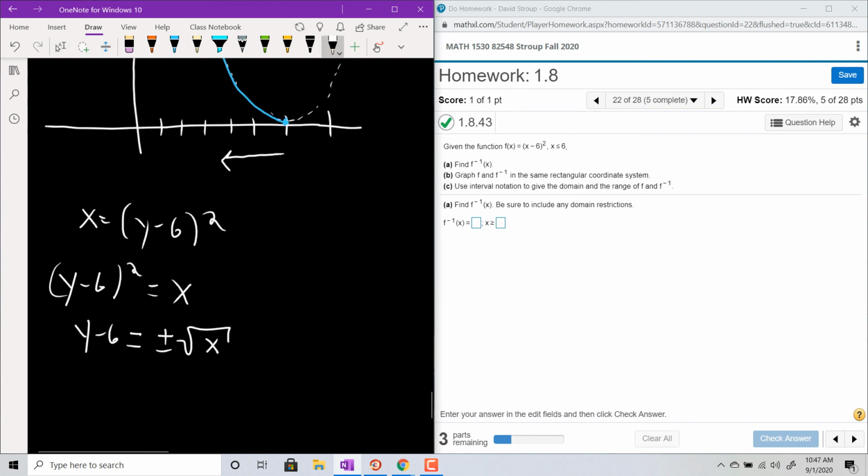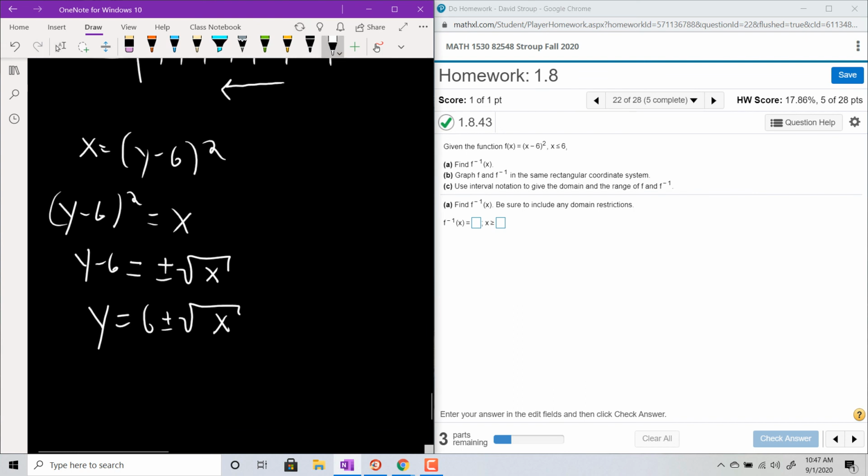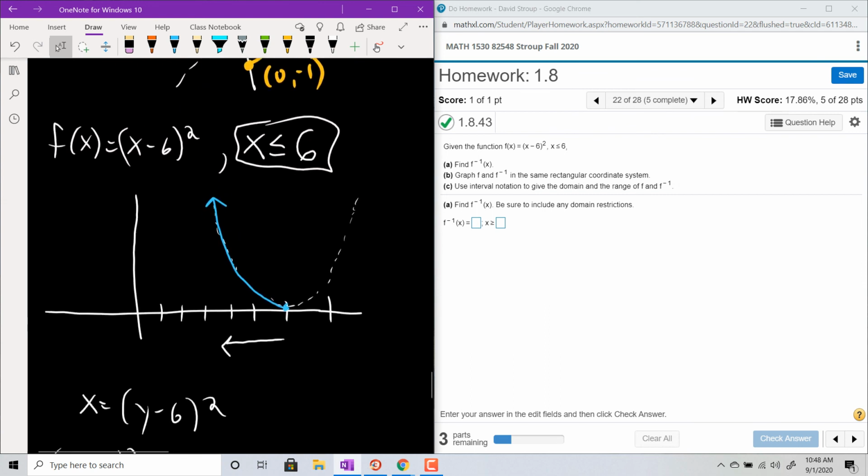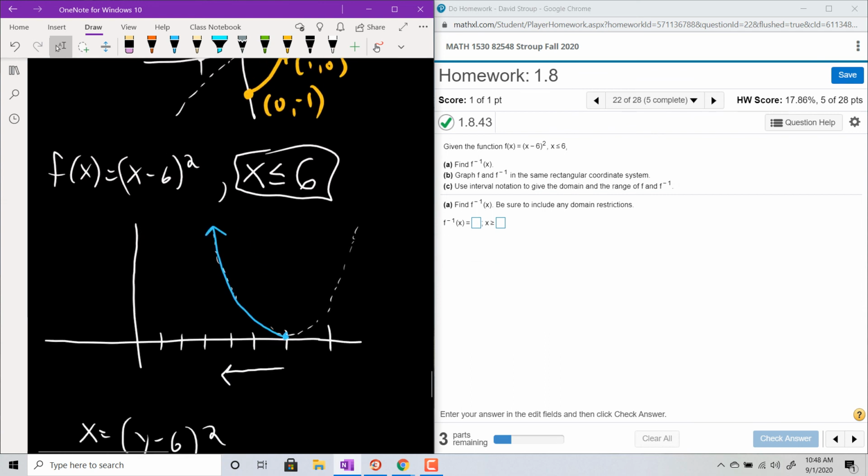And then I can move the 6 over and I get y equals 6 plus or minus square root of x. And I have to figure out which one it is. Is it y equals 6 plus square root of x, or is it y equals 6 minus square root of x? And the range of this inverse function is the domain of the original. Okay, so the range is this x less than or equal to 6.